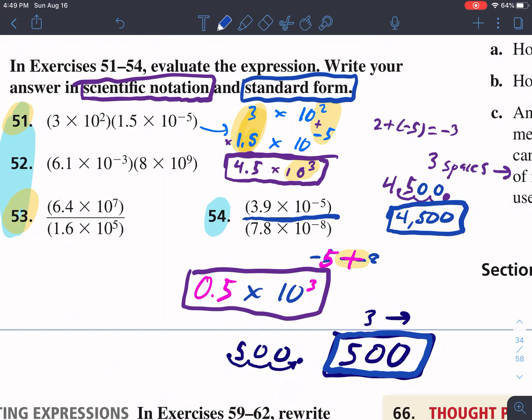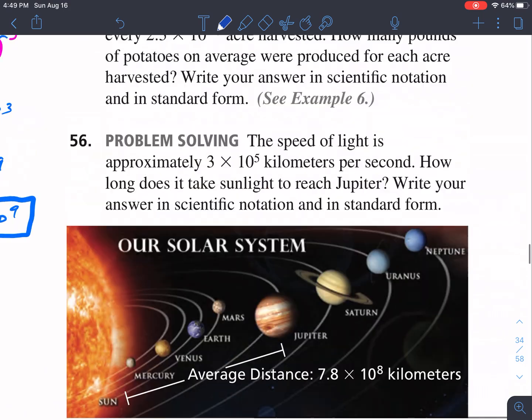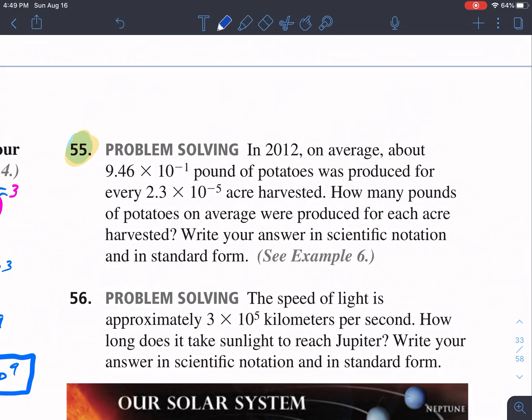That's pretty much it. I know there's one more problem, 55. I might start this for you guys, but you guys should be able to do it on your own. On average, about 9.46 times 10 to the negative 1 pound of potatoes was produced for every 2.3 times 10 to the negative 5 power acre harvested. How many pounds of potatoes on average were produced for each acre harvested? Write your answer in scientific notation and in standard form.